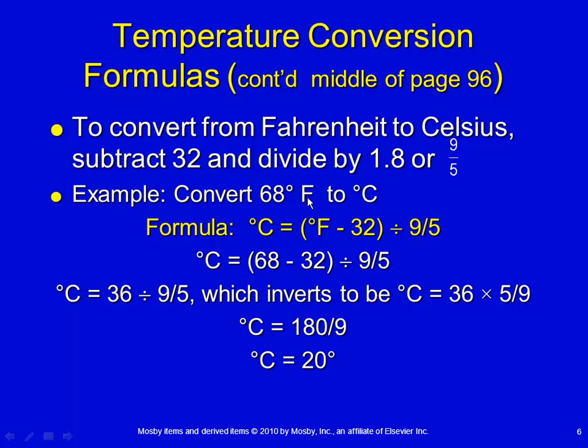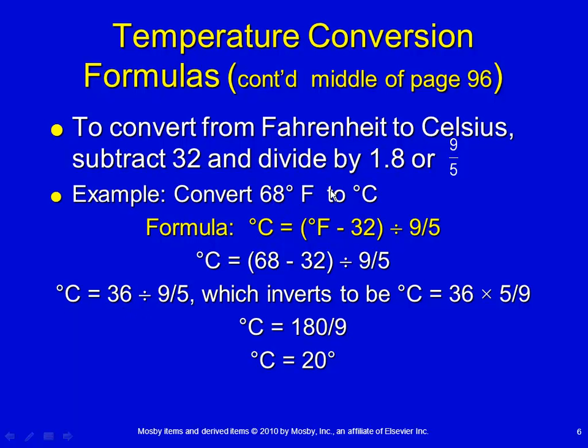If you had 68 degrees Fahrenheit, which might be your temperature outside, then you would subtract 32 from 68. That number would then be divided by 9/5. So you would take the 36 that you got when you took 32 from 68.